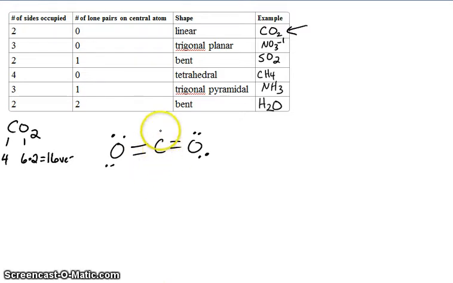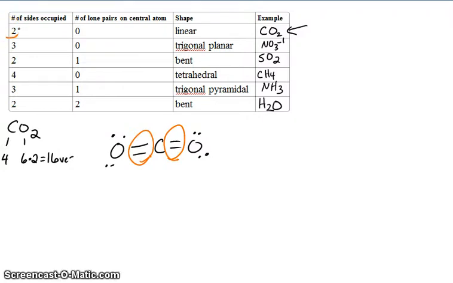So we look to see how many sides of carbon have something occupying that side. So let's look. How many sides of carbon are occupied? Is there anything on the bottom? No. Is there anything on the top of carbon? No. So those are not occupied. Is there anything to the left of carbon? Yes. And is there anything to the right? Yes. Doesn't matter whether that is a single bond, a double bond, or a triple bond. I'm just looking to see if one of the sides has something on it. And carbon has 2 sides occupied.